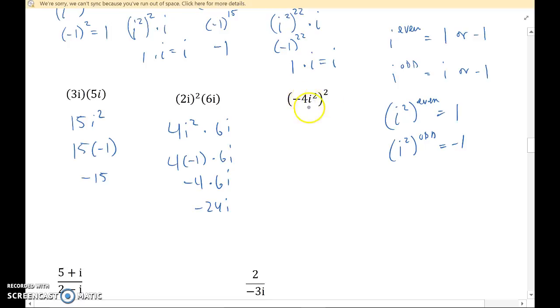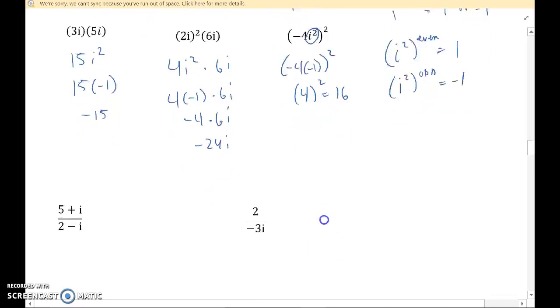In the third example here, I would go ahead and simplify your i squared, and so we get negative 4 times negative 1 squared, which gives us 4 squared, which is 16.